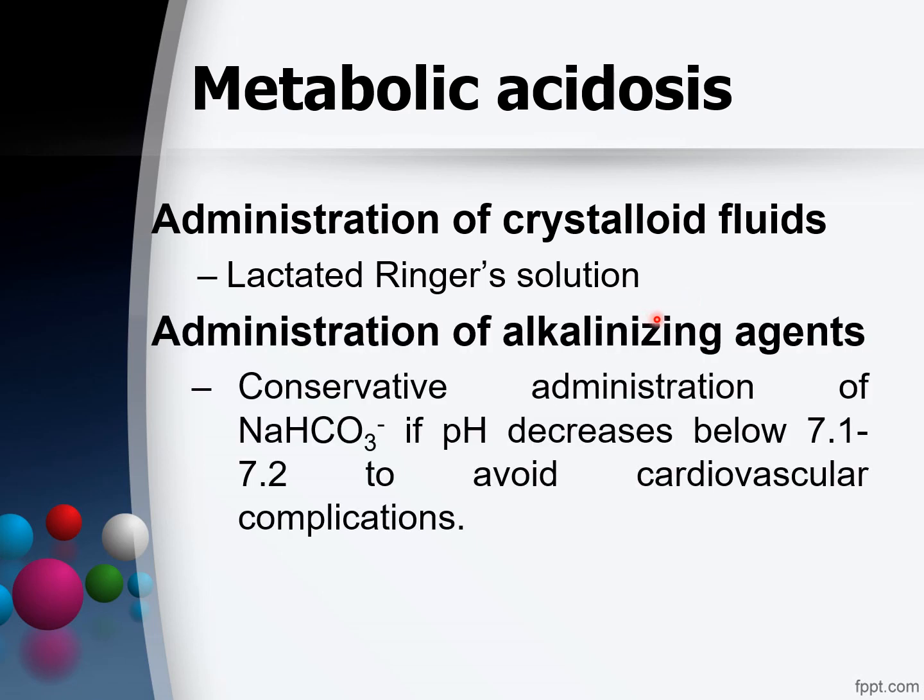We also have the administration of alkalinizing agents. Since there is acidosis, alkalinizing agents can be used. Conservative administration of sodium bicarbonate if the pH decreases below 7.1 or 7.2 to avoid cardiovascular complications. Again, one of the effects of the acidosis is that it could decrease cardiac contraction, which would lead to heart failure. So to avoid this, these alkalinizing agents can be used.